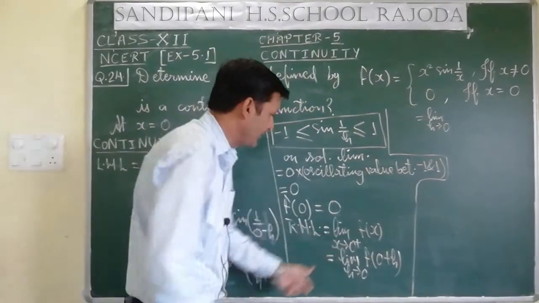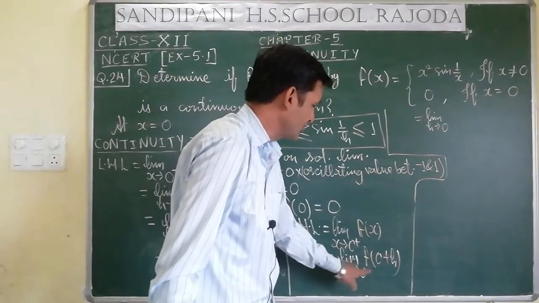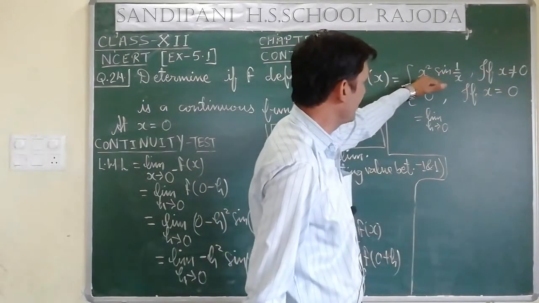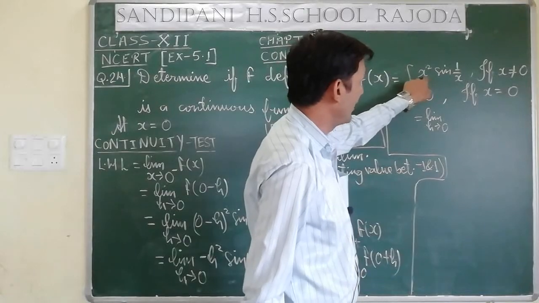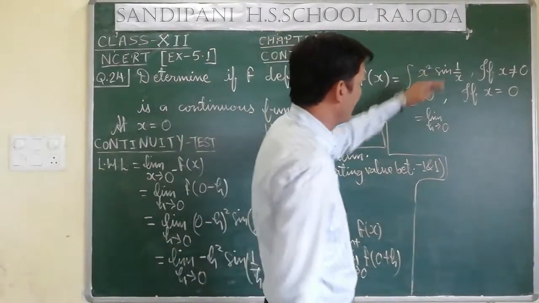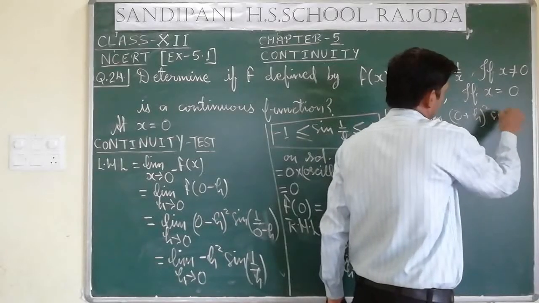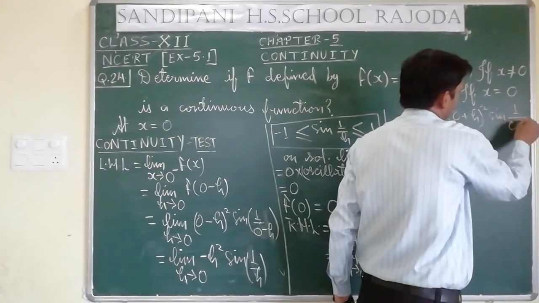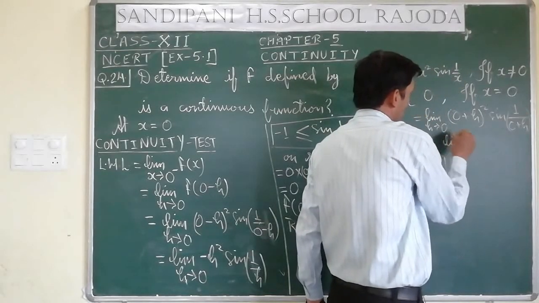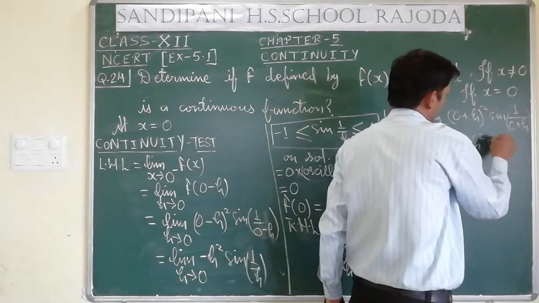it is RHL is equal to limit x tends to 0 plus, that is equal to limit h tends to 0 f of 0 plus h, means for greater than 0 also function is defined here, so we have to put value here. In place of x we are putting 0 plus h in this part of the function, that is equal to 0 plus h whole square into sine 1 upon 0 plus h, means limit h tends to 0 h square into sine 1 upon h.